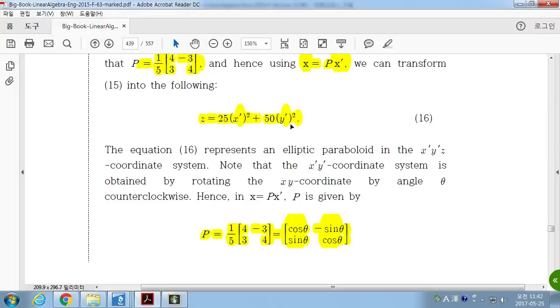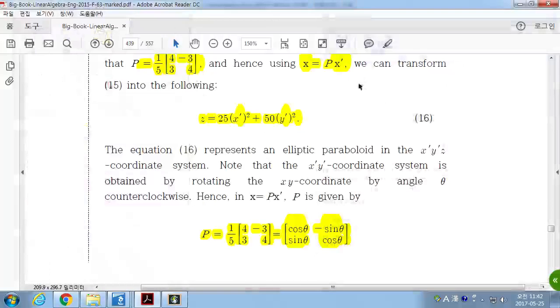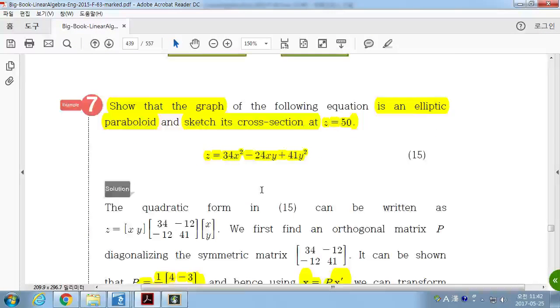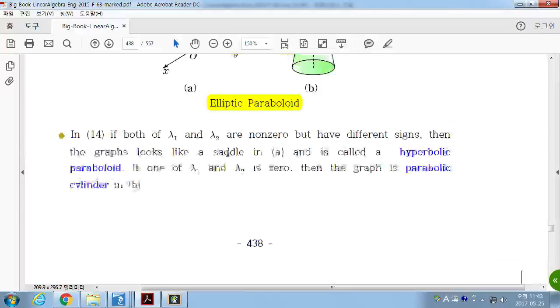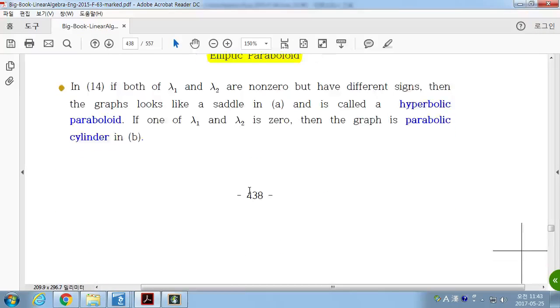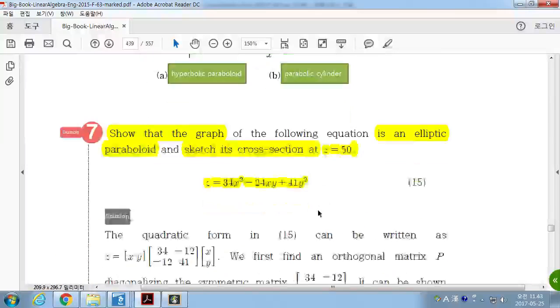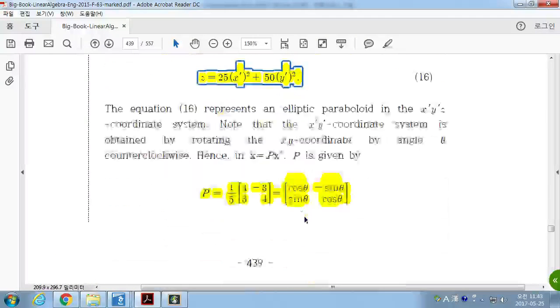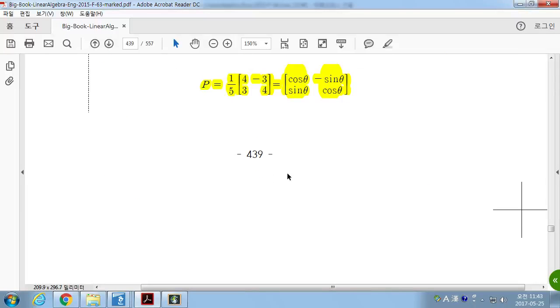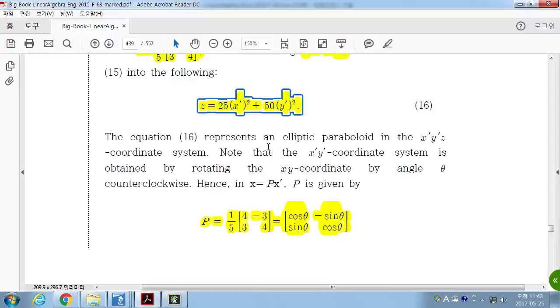And we have this. So what is this form? The eigenvalues are 25 and 50, they're all positive. So it should look like this, which is an elliptic paraboloid. And what happens if G is equal to 50? Let G be equal to 50.